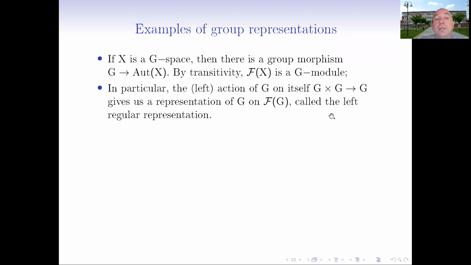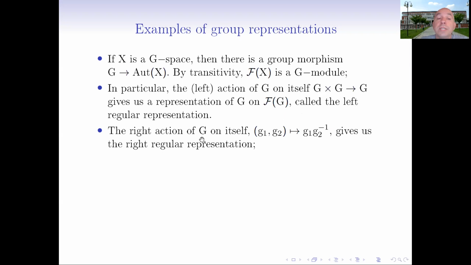In particular, as X, we can take G itself. G cross G, and the product gives, so the right G in the product G cross G to G is X, the left copy of G is G, and now we obtain a left representation of G on itself, which induces a representation of G on functions on G. And this name is reserved: it's called the left regular representation.